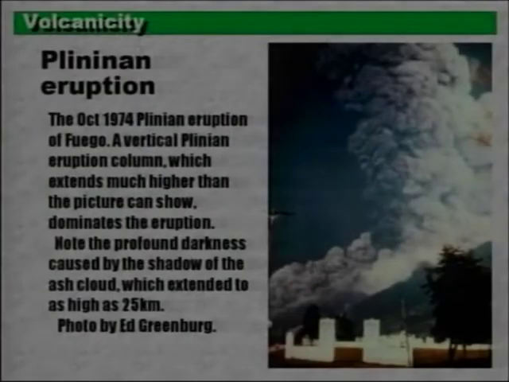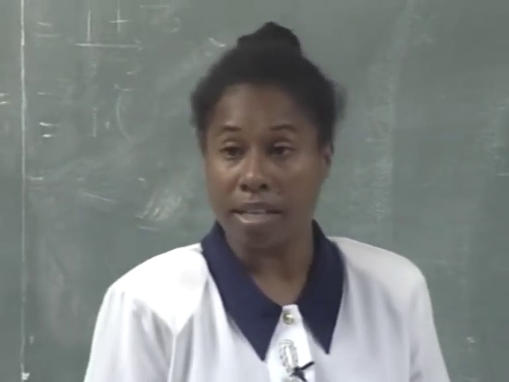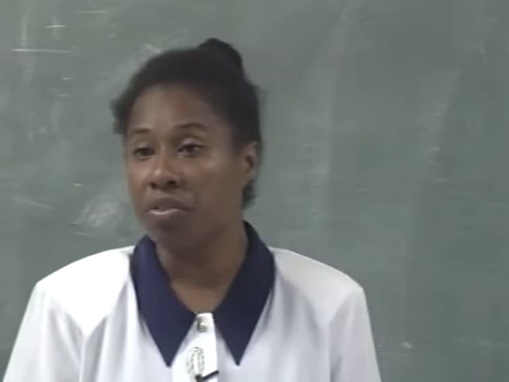We have another example of the Plinian type eruption, the October 1974 Plinian eruption of Fuego. You can see there a vertical Plinian eruption column which extends much higher than the picture can actually show. Note the profound darkness caused by the shadow of the ash cloud, which extends as high as 25 kilometers. And here we are looking at some examples of that type of eruption, which is referred to as the Plinian type eruption.